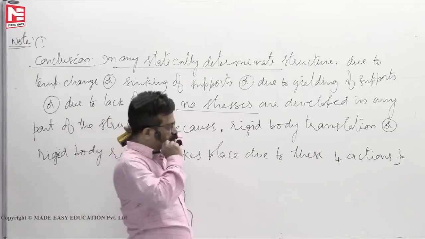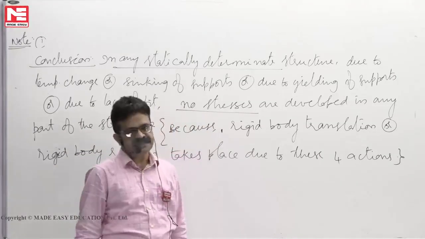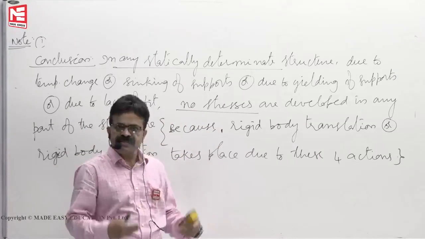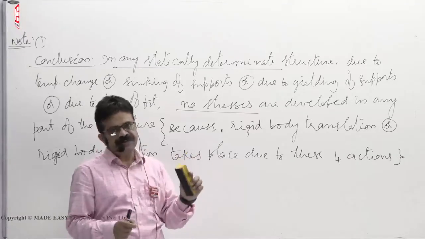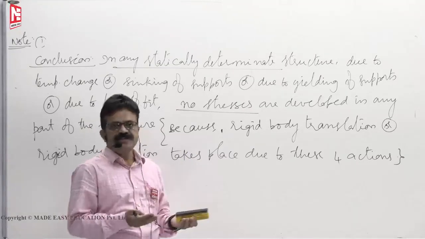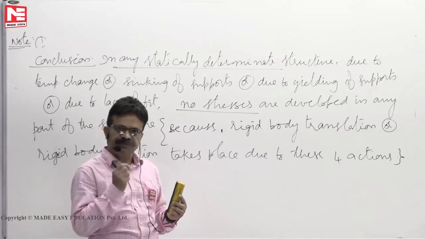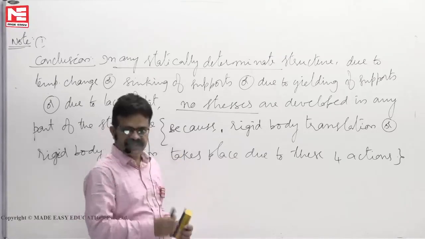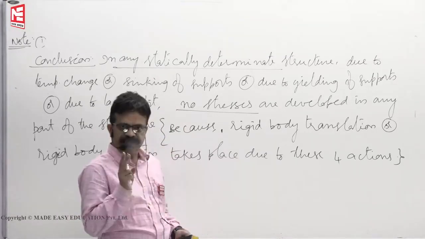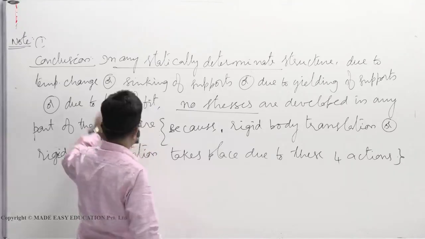Now, this is about the second example numerical. Next, third point is rigid body rotation. Using Castigliano's theorem 2, we can find the rotation of a member in a truss. How to calculate in our stipulated 2 minutes time?